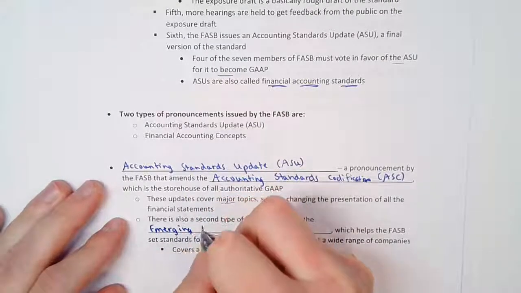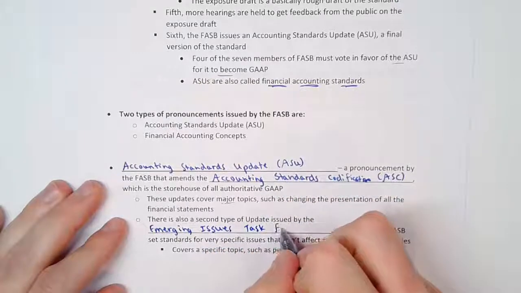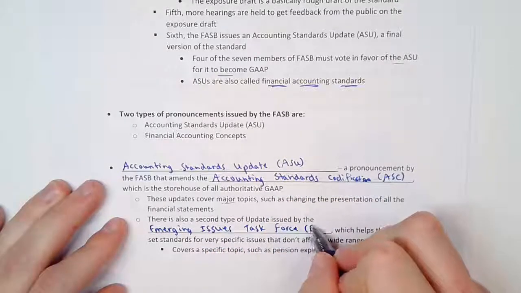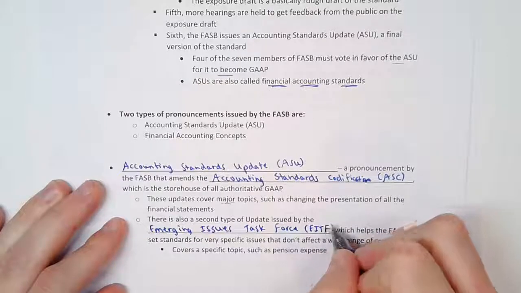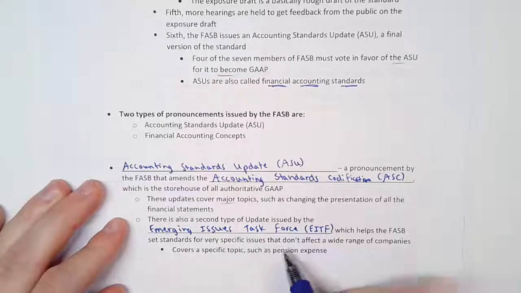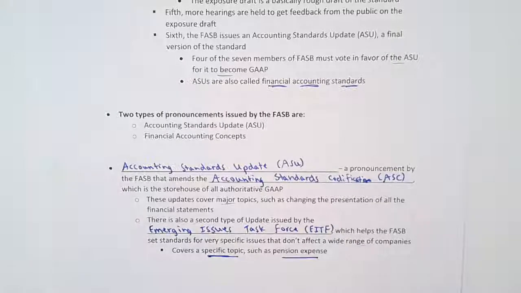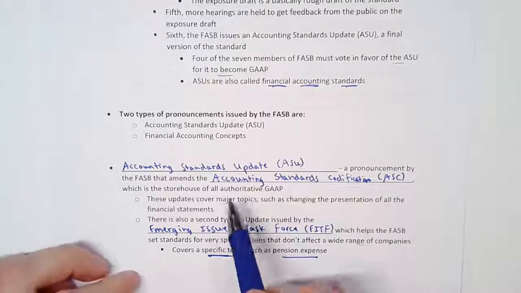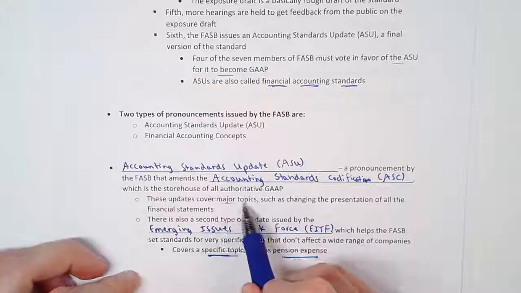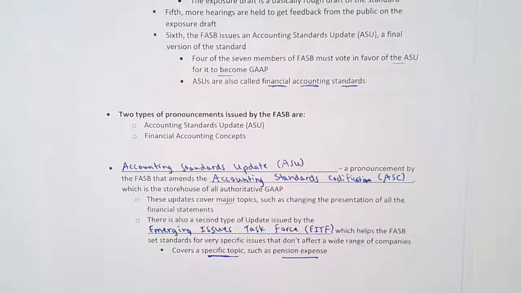The Emerging Issues Task Force, that is the EITF. Okay, and this EITF, they help the FASB to set standards for very specific issues that don't affect a wide range of companies. All right, so these cover specific topics, maybe pension or something like that. The difference is these accounting standards updates cover major topics, right, such as changing the presentation of all the financial statements.